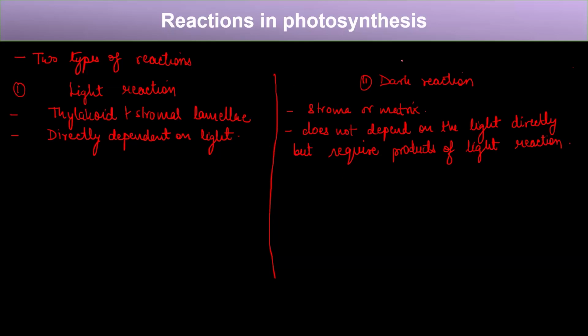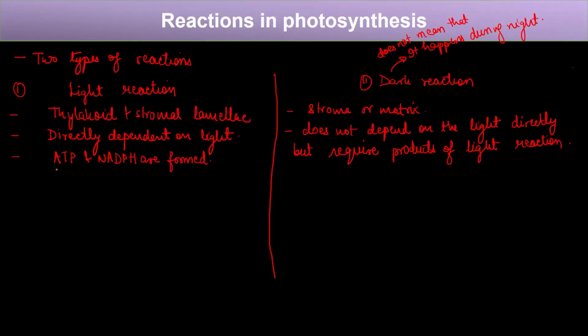It requires products of light reaction, and hence it is known as dark reaction. But dark reaction does not mean that it happens during night. It simply means that it does not directly depend on the light, but it requires the product of light reaction. Now, what are the products that are formed during the light reaction? During light reaction, ATP and NADPH are formed.